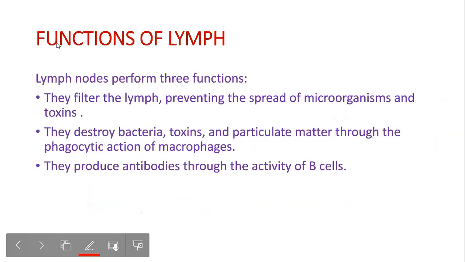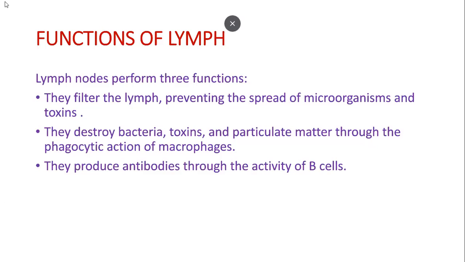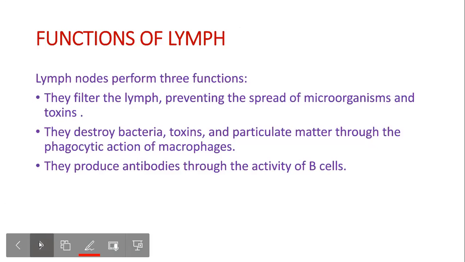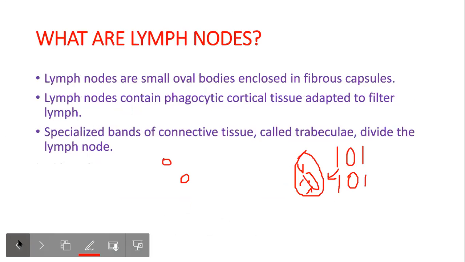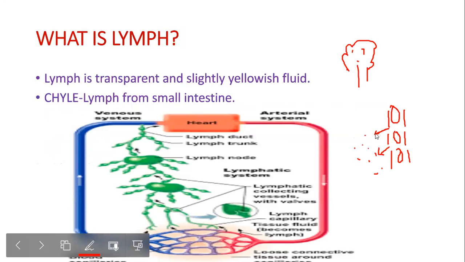So now coming to functions of lymph. One is it filters, it clears the lymph, preventing the spread of microorganisms, and we know that it has phagocytic action of macrophages, and they also produce antibodies through the activity of B cells. I'm going to talk about T cells and B cells in my next presentation. And one more point which I did not include here is it also helps transport fat into the bloodstream. It doesn't just transport back the fluid, it also transports the fat.